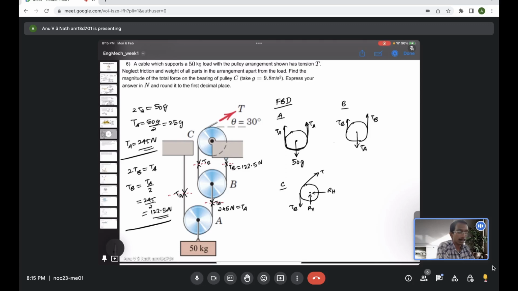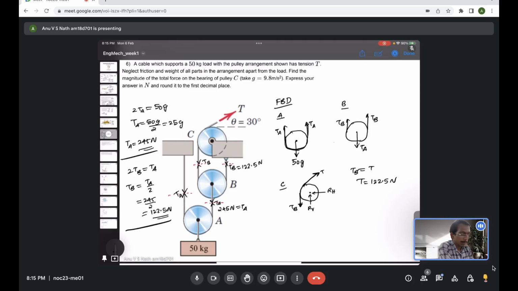Now come to the third one, C. If you see here, TB should be equal to T. It's not from the equilibrium; it's just that the same string, an inextensible string, should transmit the same tension across it. So T will be just TB, which we already evaluated, it is 122.5 Newton.